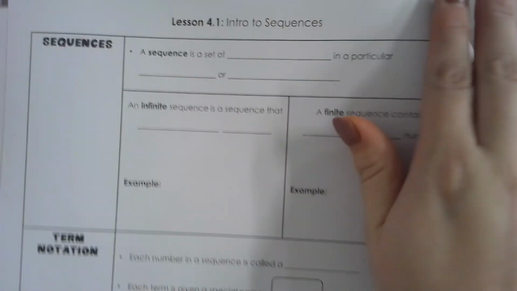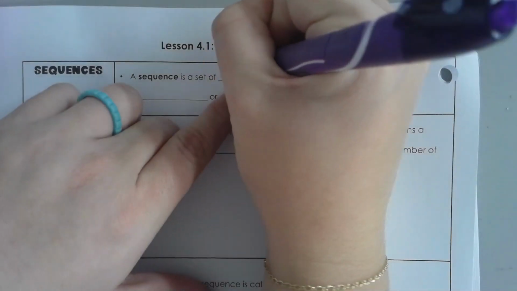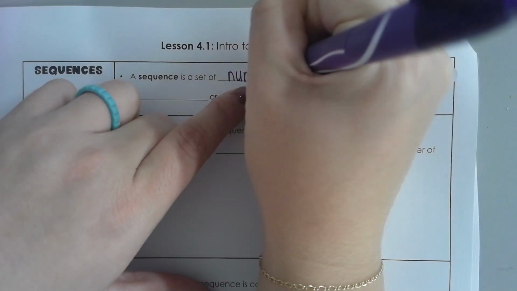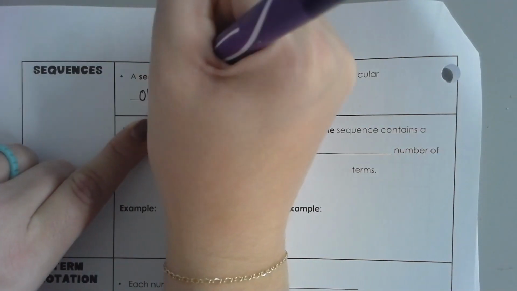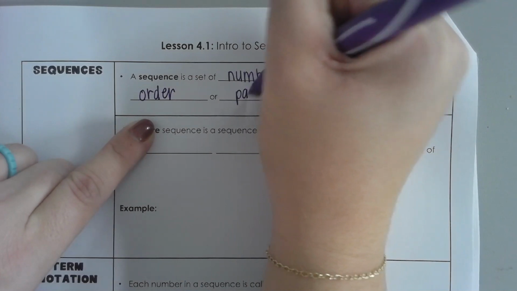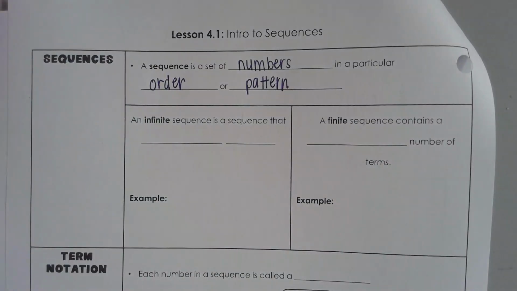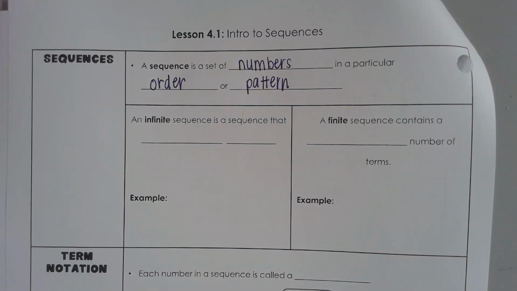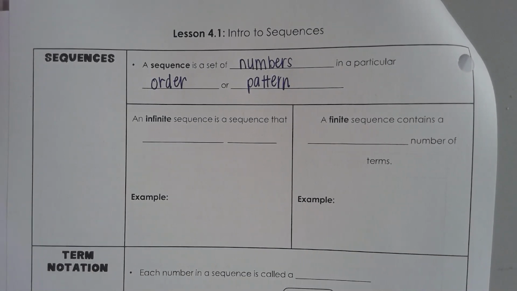A sequence is a set of numbers in a particular order or pattern. So we're focusing on patterns in this unit. Patterns of numbers. Numbers, they add the same thing. They multiply by the same thing. It's like 2, 4, 6, 8, 10. Patterns.